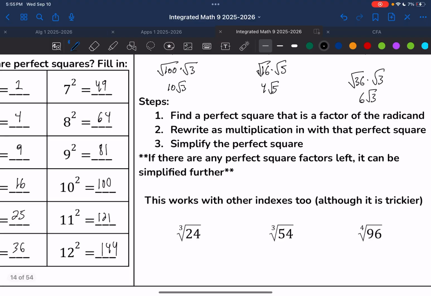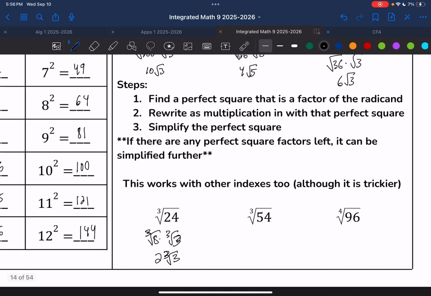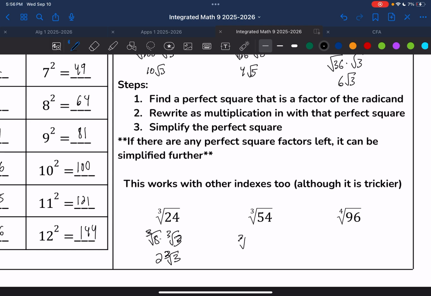So we can also do the same thing with bigger indexes, but again, it's trickier. So like the cube root of 24, you can rewrite that as the cube root of 8 times the cube root of 3. Cube root of 8 is 2, so this is going to become 2 times the cube root of 3. Looking at this one, the cube root of 54, you can rewrite that as the cube root of 27 times the cube root of 2, which boils down to 3 times the cube root of 2.